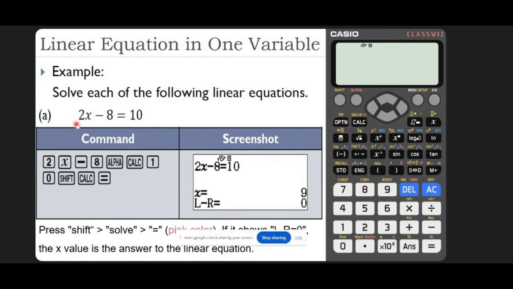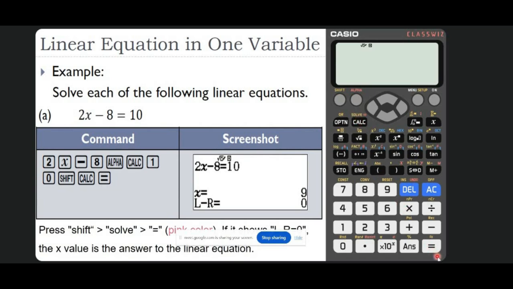So when you key in the X, means that you use the alphabet. So you need to key in the equal sign that is in pink color. You cannot press the equal sign at the bottom of the calculator. You need to press alpha and then press CALC to key in the equal sign. Then equal 10. Then because you use this equal sign, so when you want to calculate the answer, you need to press shift solve.